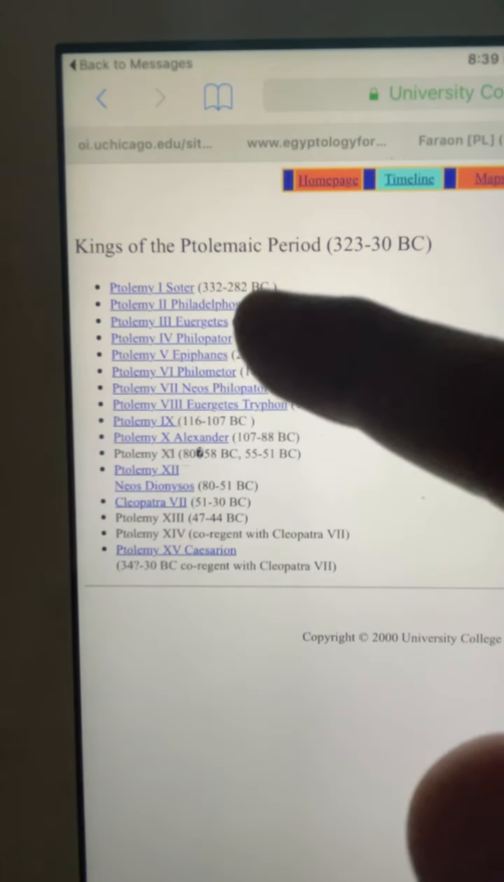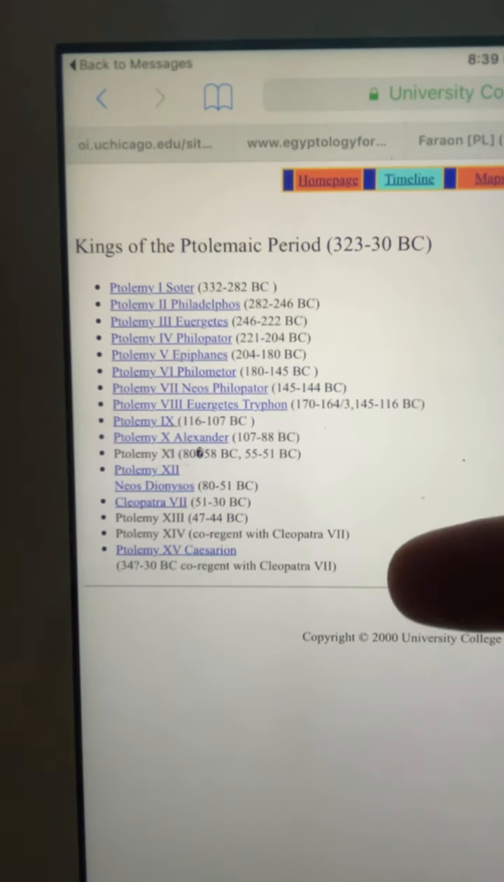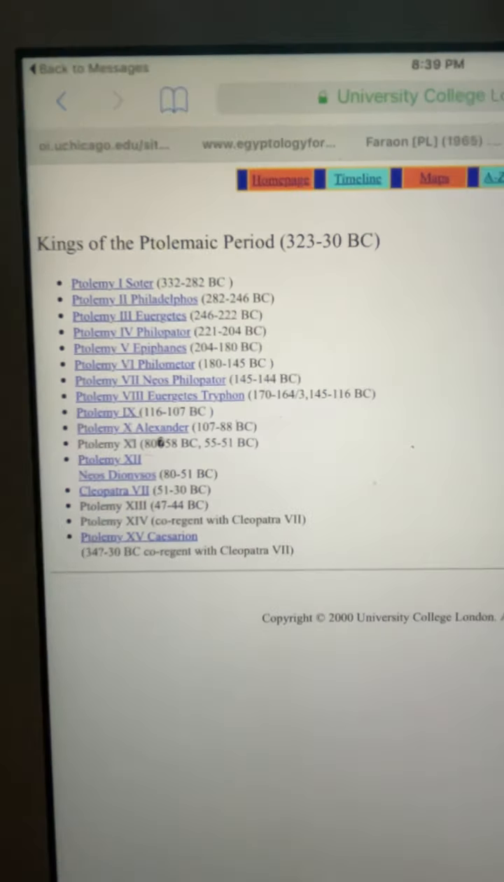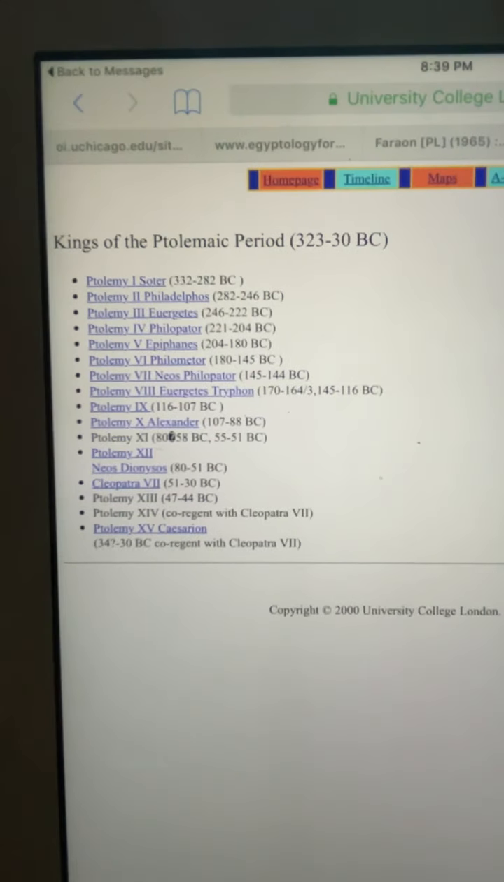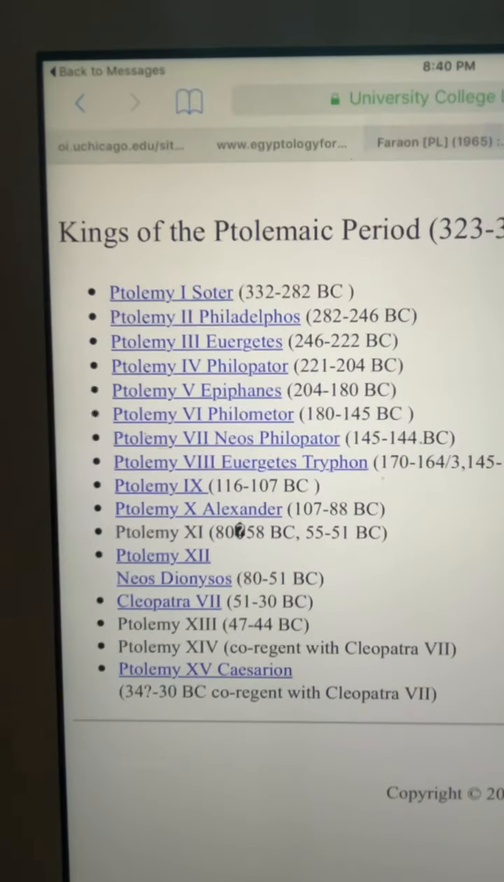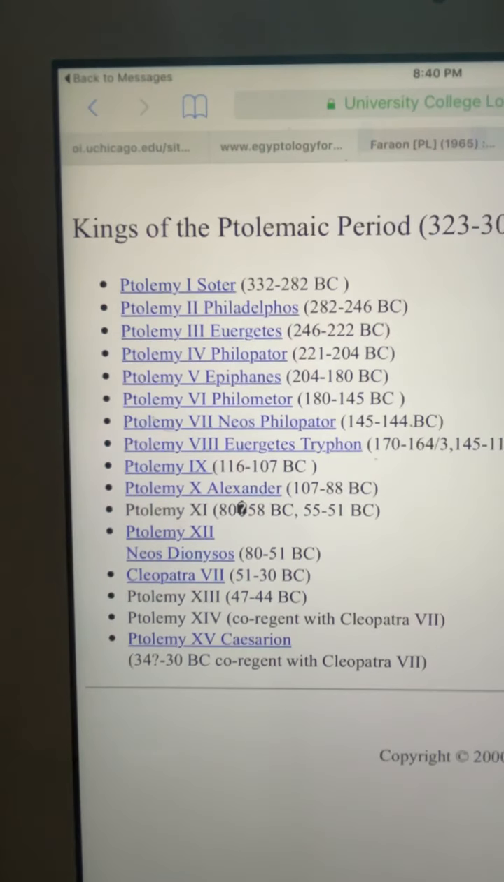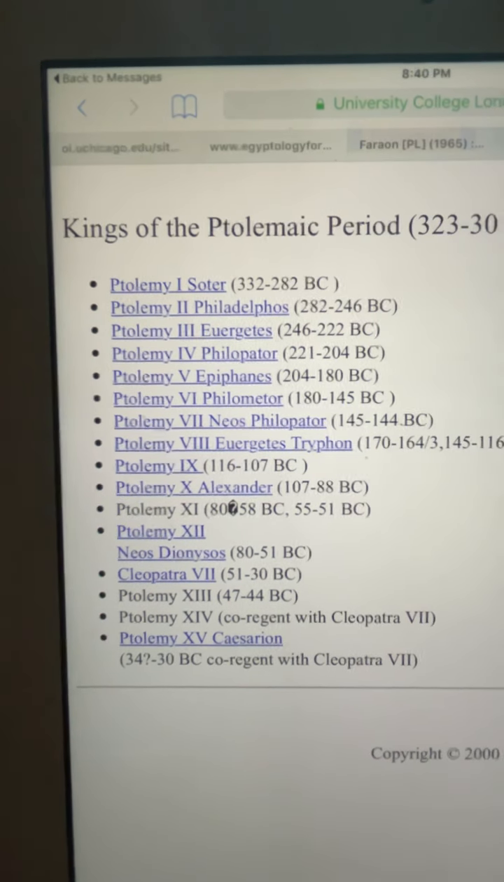So the Ptolemies were the longest reigning dynasty. The second longest reigning dynasty was the Ramses. They lasted 11 dynasties of Ramses, but the Ptolemies were considered the longest reigning dynasty. And they lasted between 323 to 30 BC. Ptolemy Soter, the first Ptolemy, established it.